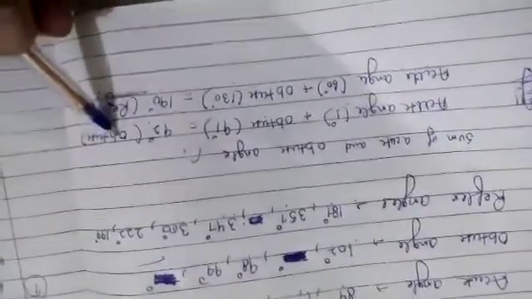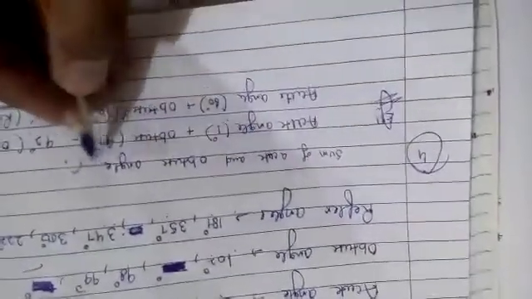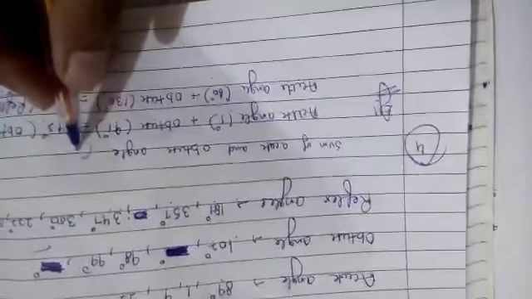So one time obtuse is coming, one time reflex is coming. So we cannot say that the sum of an acute and obtuse angle is always a reflex angle. No, it is not true. The sum is not always a reflex angle. Clear? Next, see the fifth question.